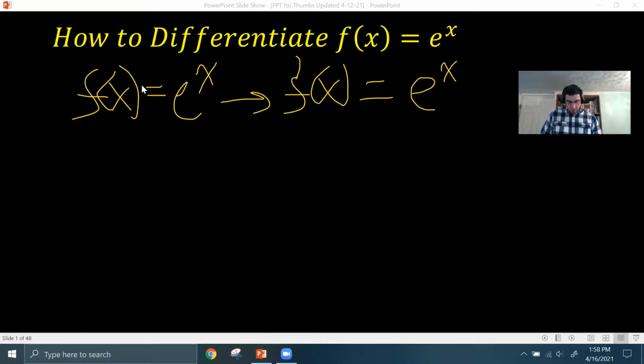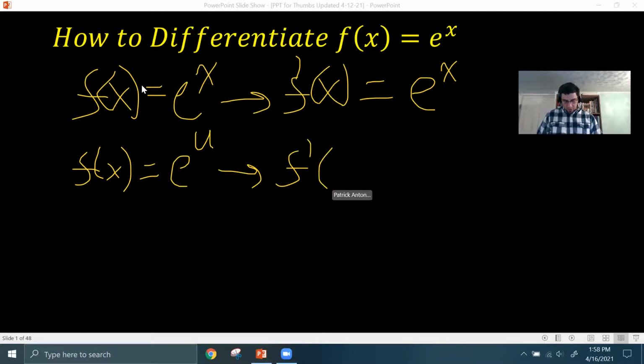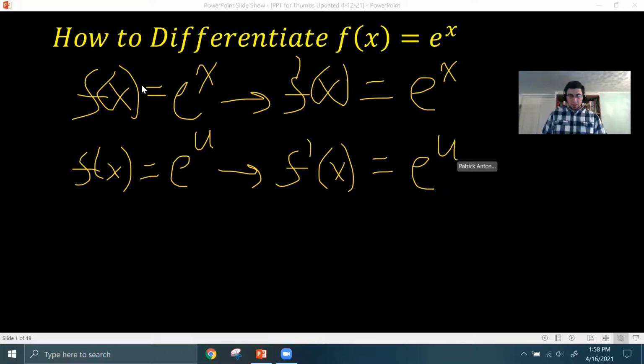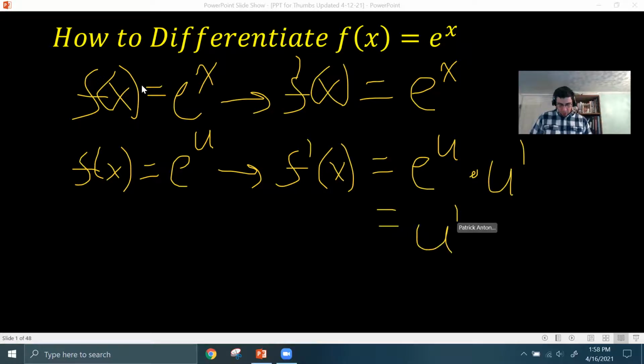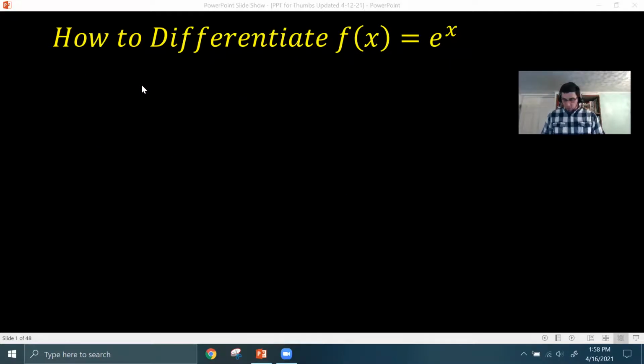Now, if you had e to the u, where u is some function of x, then the derivative, applying the chain rule, is e to the u times the derivative of whatever u is. Usually, you write that as u prime e to the u, and that's how I'm going to refer to it, u prime e to the u. And that's really what you want to remember. You want to remember that chain rule.